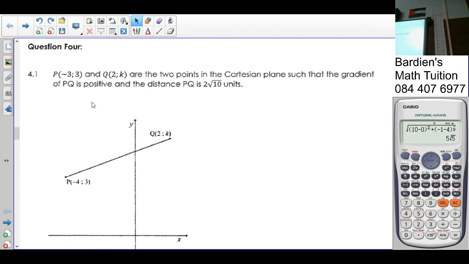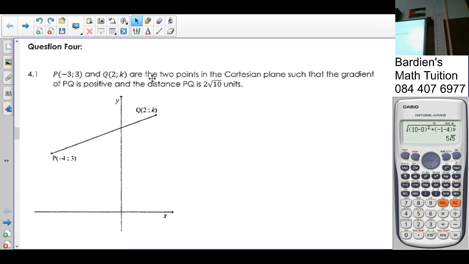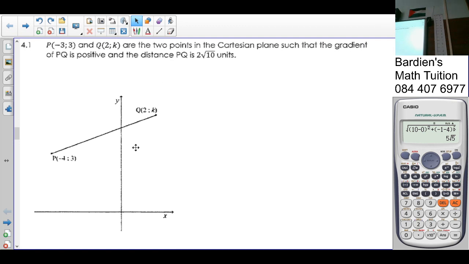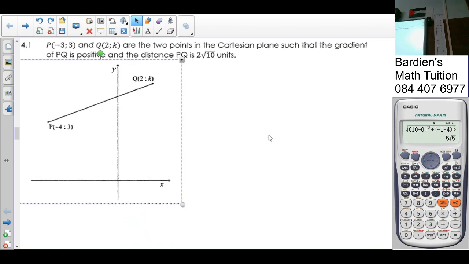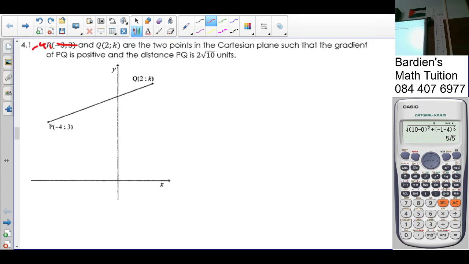In question 4 we are told P, which is negative 3 and 3. Here it says negative 4 and 3. Which one is it? Negative 4 and 3. So there's a mistake here. No? Is that correct? Yes. She, I think, corrected it.